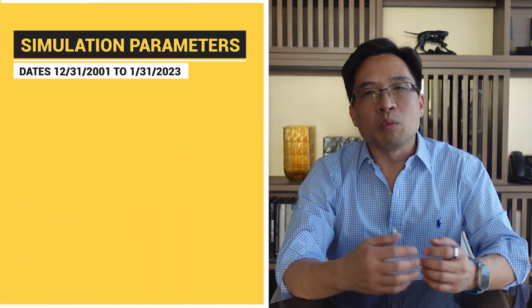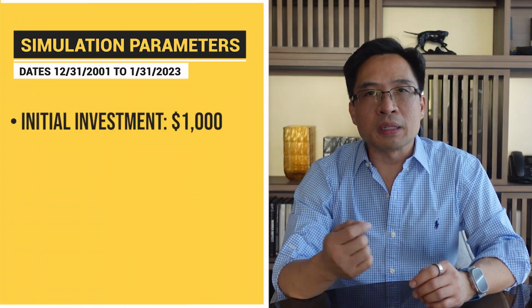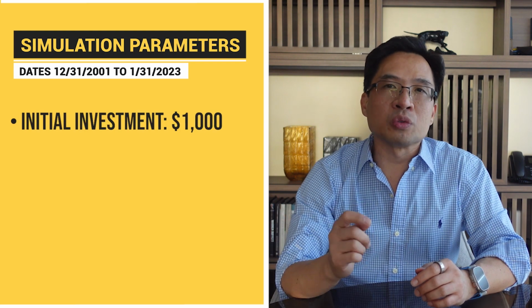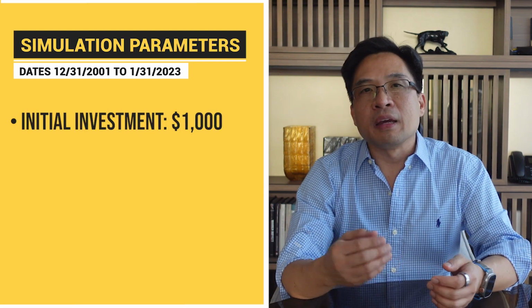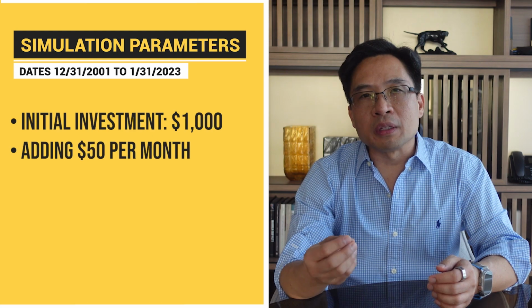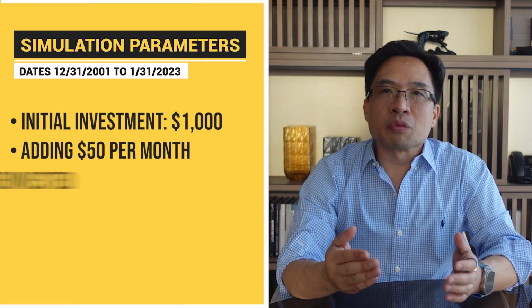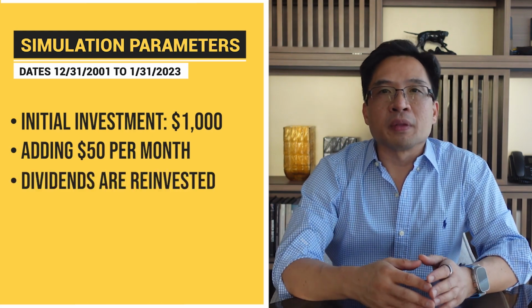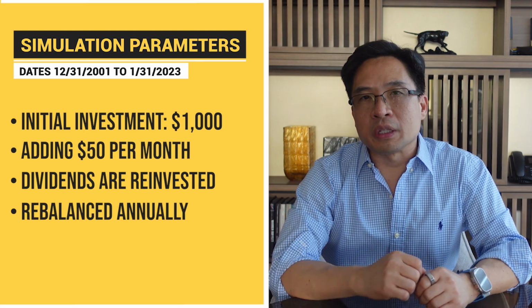I ran a simulation of the 3-fund portfolio with 3 different asset allocations using the website portfoliovisualizer.com to see how they have performed from 2002 until January 2023. Here are the parameters we used for the simulation. We started with an investment of $1,000 on December 31st, 2002, and added $50 each and every month ever since. We also reinvested all the dividends received. The portfolio was rebalanced once a year.